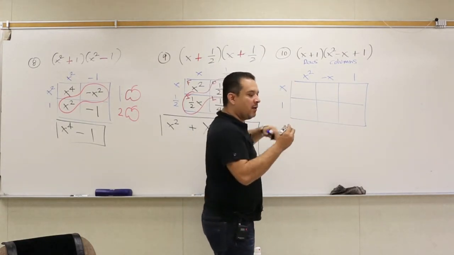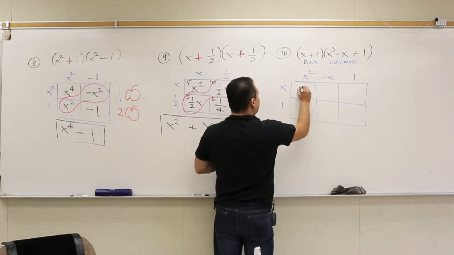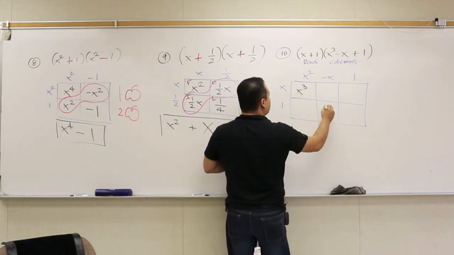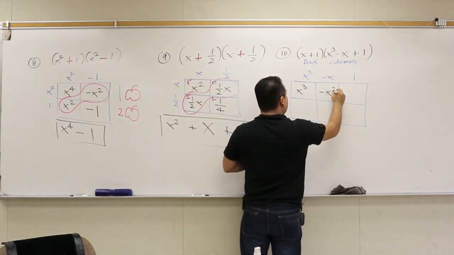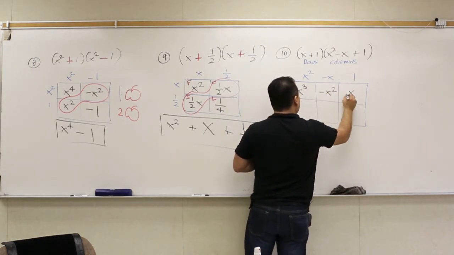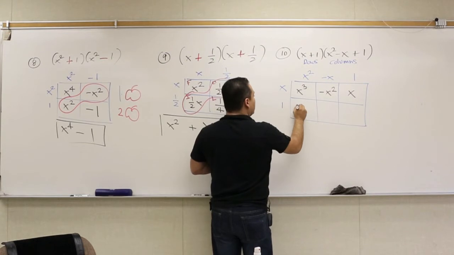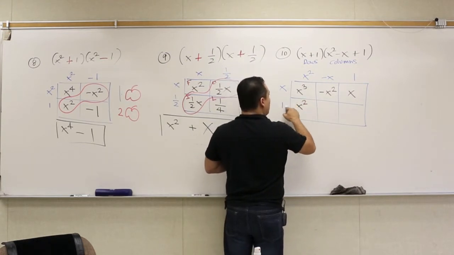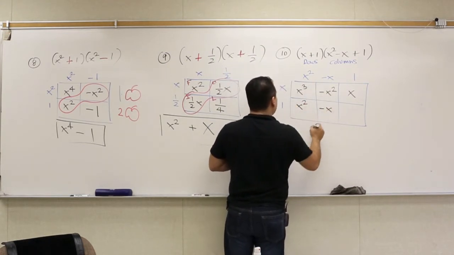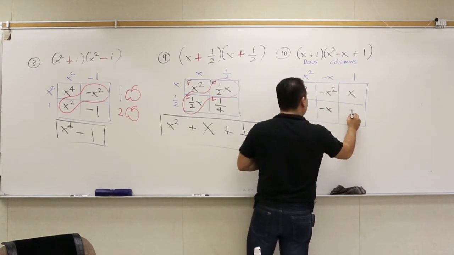X times x squared gives you what? X cubed. What's x times minus x? X times 1. 1 times x squared. 1 times negative x. 1 times 1.